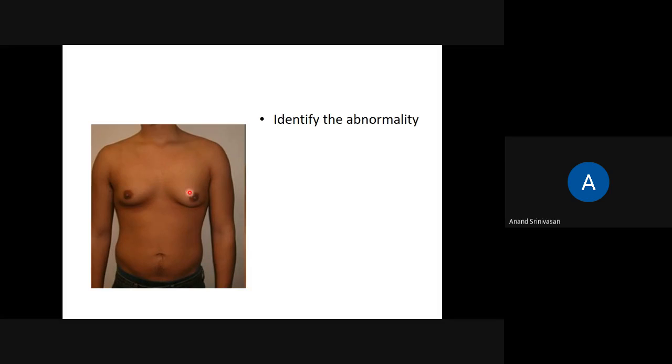Usually if you treat the underlying cause, this will disappear. And sometimes if it is an estrogen-secreting tumor, there could be something like a white discharge that can also be seen.